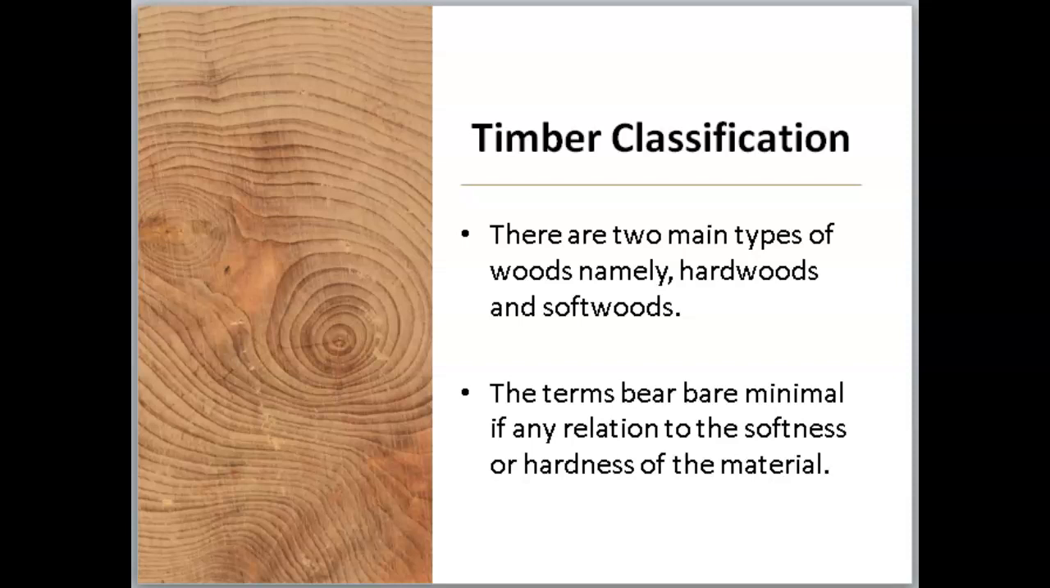Timber classification. Now there are two main types of woods, namely hardwoods and softwoods. The terms bear minimum, if any, relation to the softness or hardness of the material.